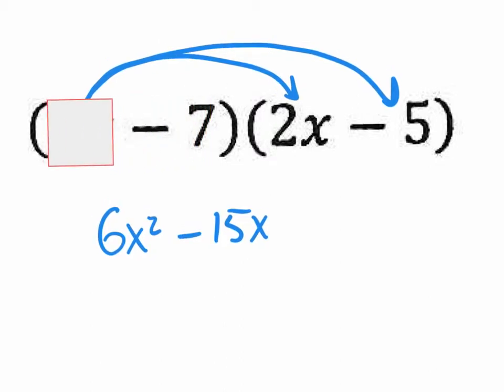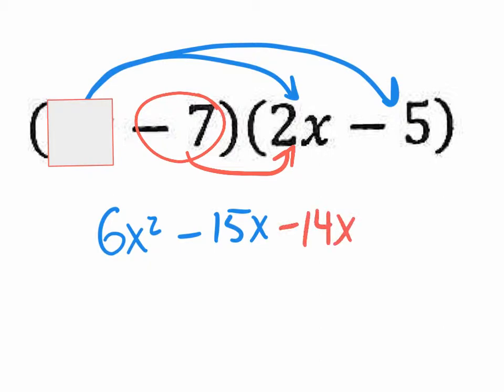And I'm going to distribute that minus 7. So distributing the minus 7. Minus 7 times 2x, what do I get? Negative 14x. And then minus 7 times negative 5, positive 35. After you distribute, always check and see if you could combine any terms, and you will see that you'll be able to combine these two terms.